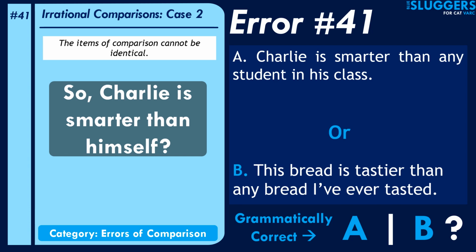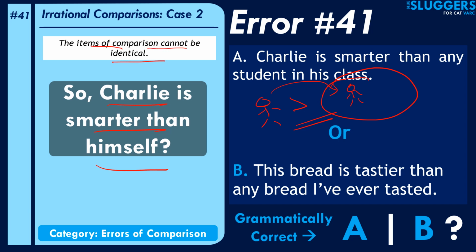It says that Charlie, let's say this guy's Charlie, is smarter than any student in his class. Now, assuming that Charlie is also a student in the class, that means Charlie also happens to be a part of the same class. So this sentence basically seems to imply that Charlie is smarter than himself, right? That violates the rule. The rule is that the items of comparison cannot be identical.